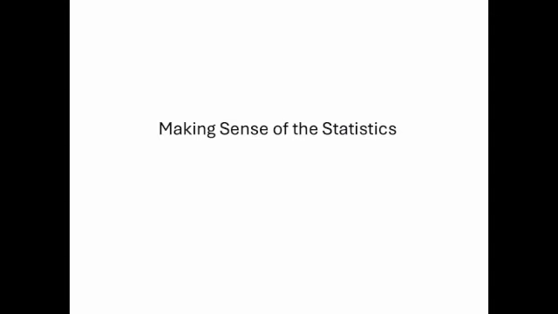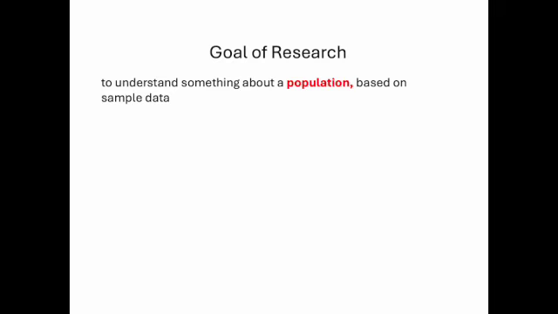So now we're going to try to make sense of the statistics. Before we do that, the goal of research is to understand something about a population based on our sample. We're not trying to find out if, for these 44 people, there's a difference. We want to know in general, for adults in good health, does it make a difference? So we're studying a little sample, but trying to say something about a population.